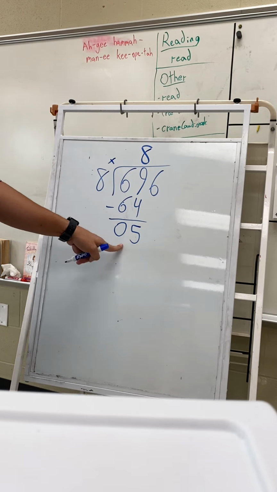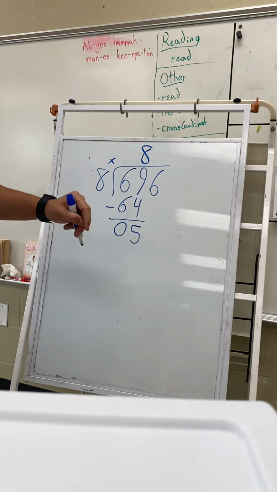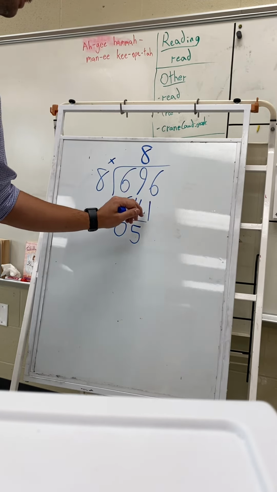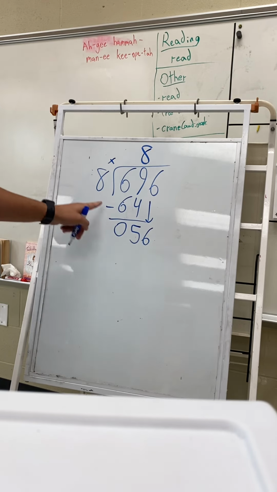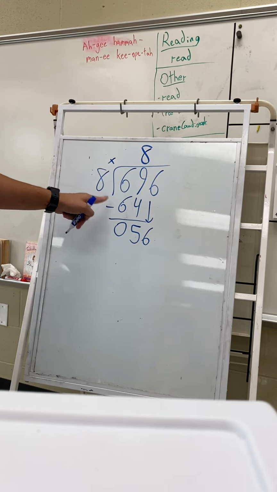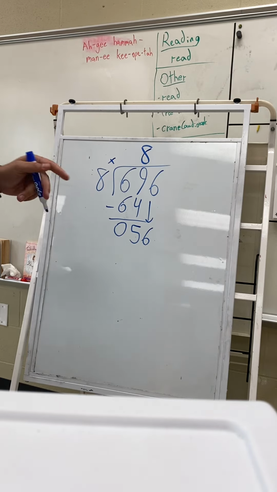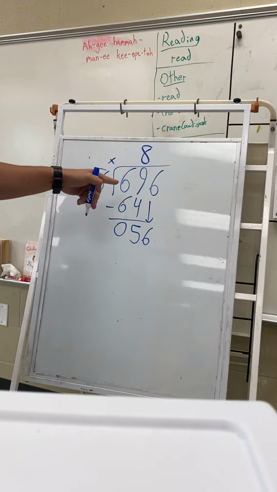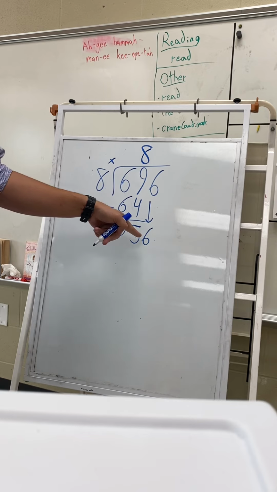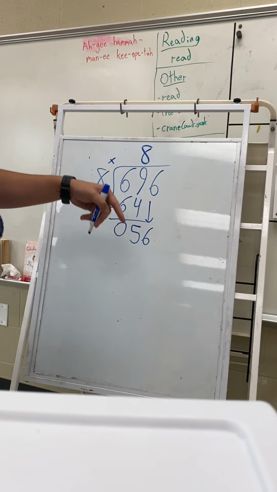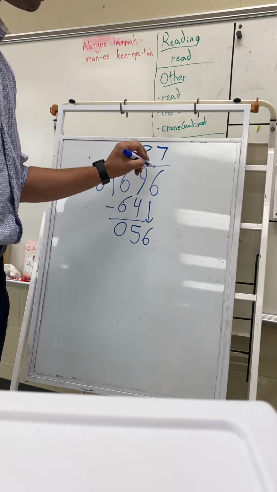Can I put 8 inside of 5? Doesn't work, but I have this 6 that I can bring on down. So now we're looking at how many times can 8 go into 56. We want to get as close as we can, but not go over. So I'm thinking immediately 8 times 8, but that gets me 64, which is too big. I'm trying to get to 56. So what if we go 8 times 7?